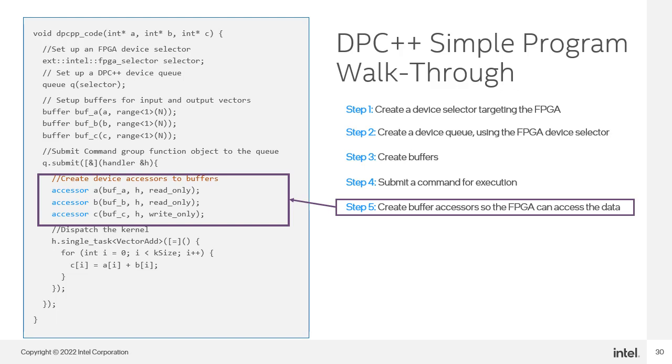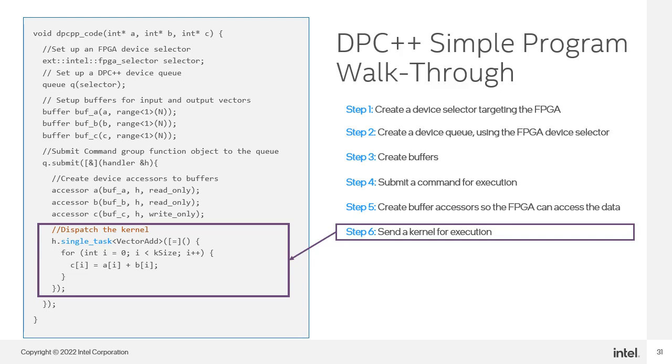Accessor A and B are given read-only permissions. Accessor C can be written to. You can also provide a read and write permission for an accessor. Also, we hand the handler class previously established, hence the H in the parentheses in the construct.